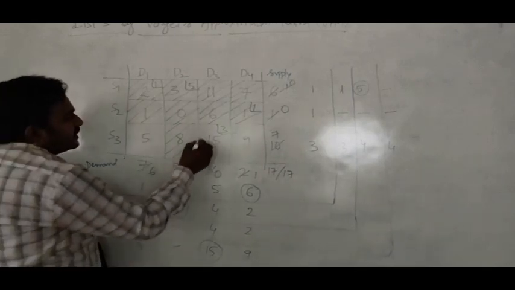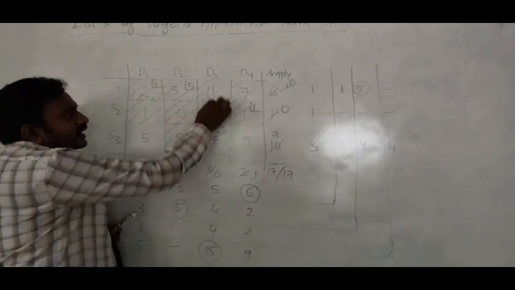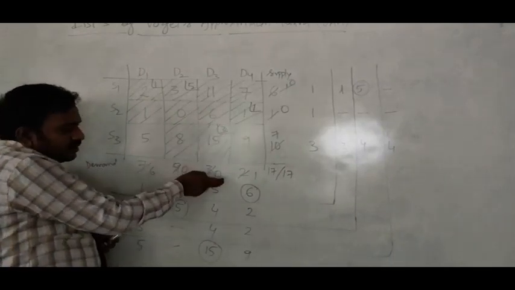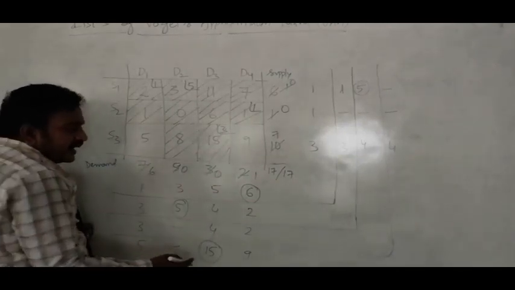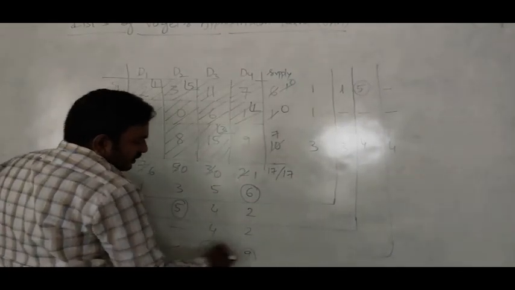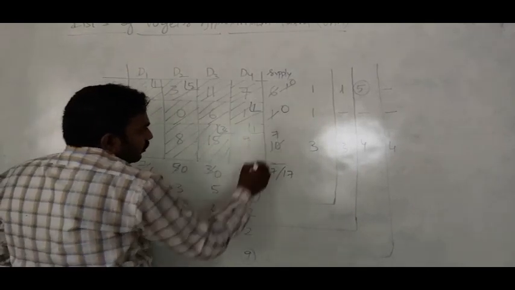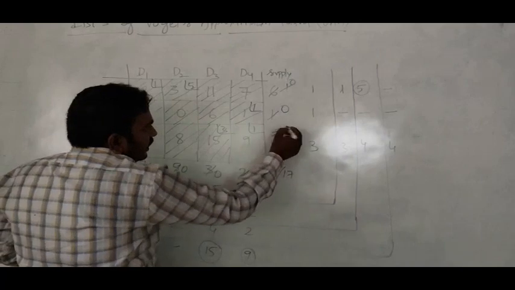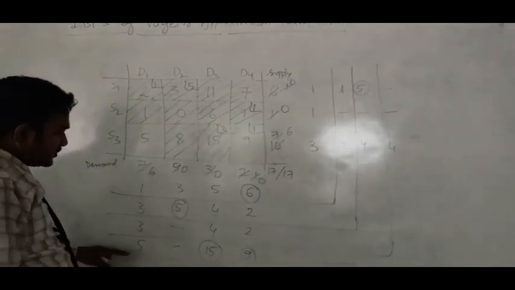This may be 0, and there is no element left over in this column also. I am doing it over here. The next highest penalty is 9, and because of this 7 and 1, allocate 1 here, 0, and finally 6 here. And the next highest penalty is 5.